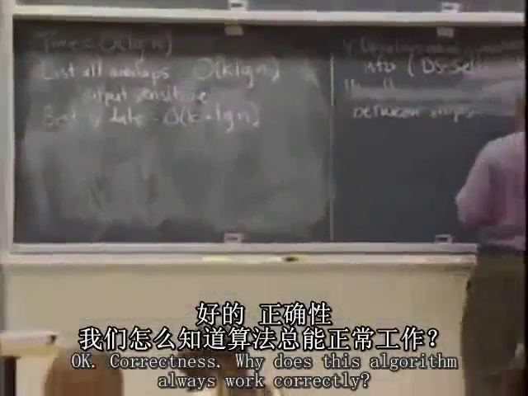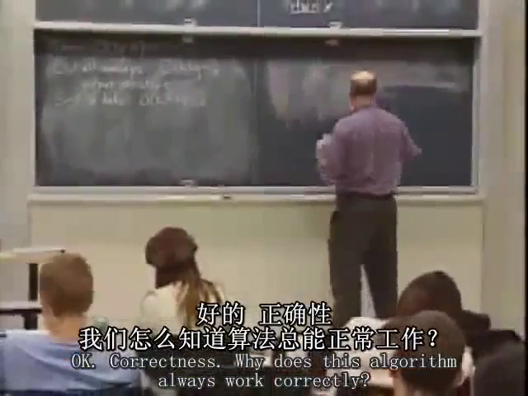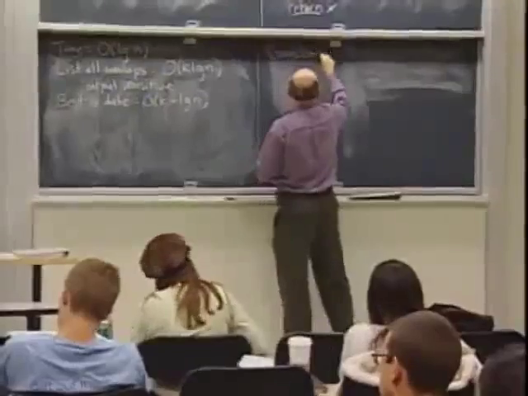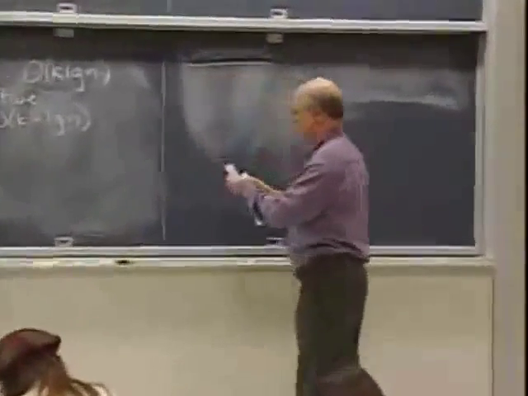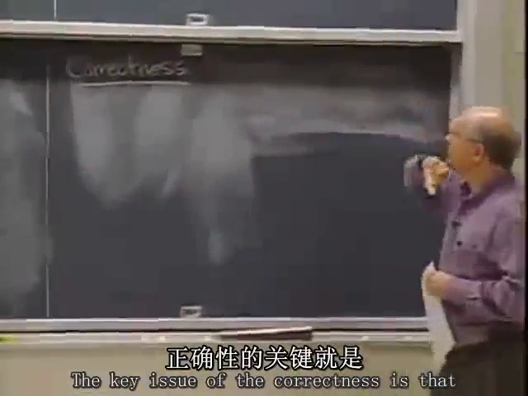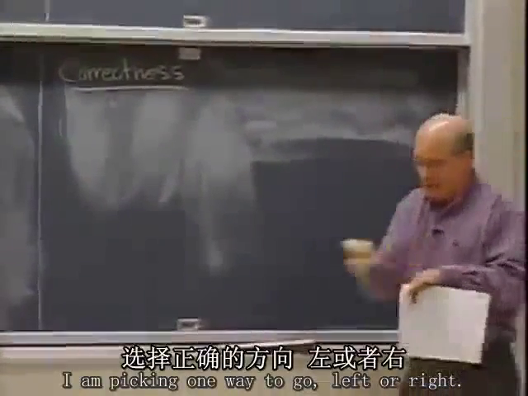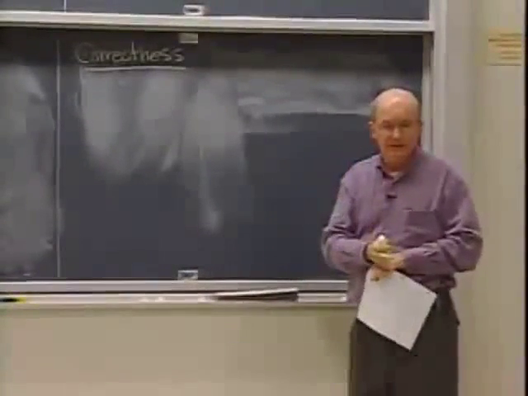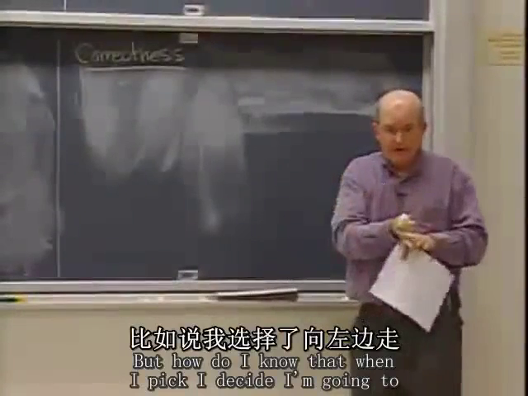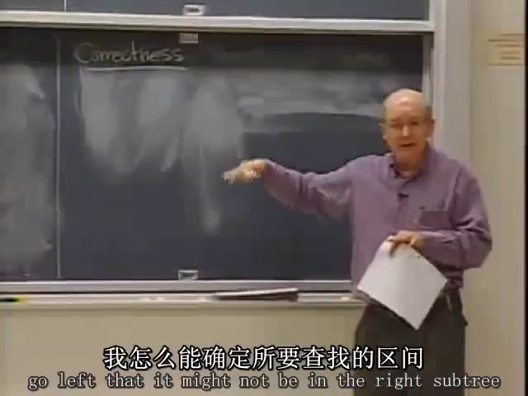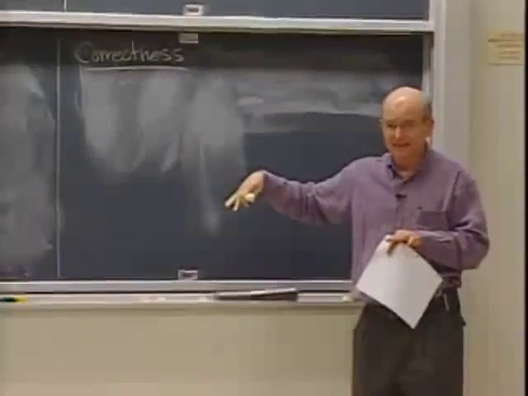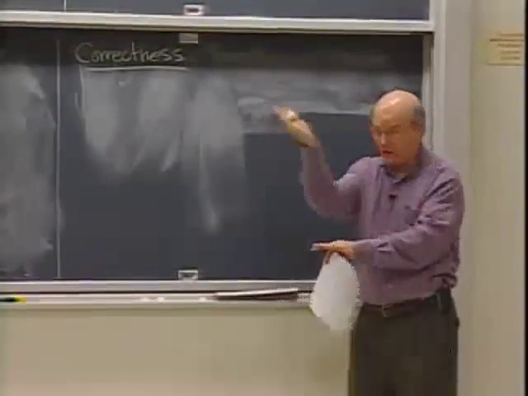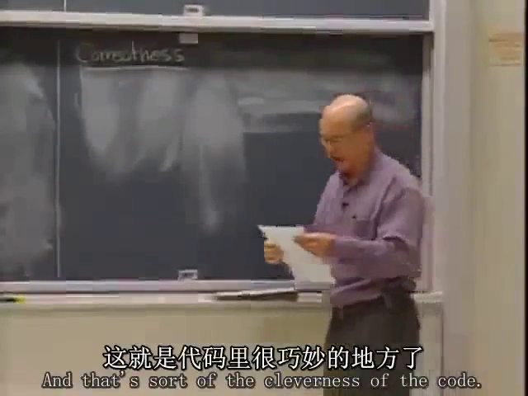Correctness. Why does this algorithm always work correctly? The key issue of the correctness is that I'm picking one way to go, left or right. And that's great as long as it's in that subtree. But how do I know that when I decide I'm going to go left, it might not be in the right subtree and I went the wrong way? Or if I went right, that I accidentally left one out on the left side. We're always going just one direction. And that's sort of the cleverness of the code.